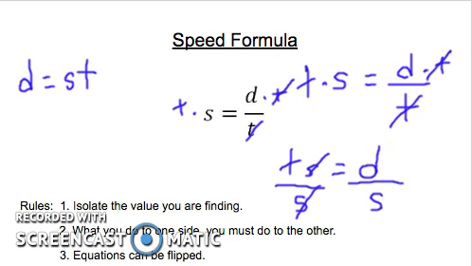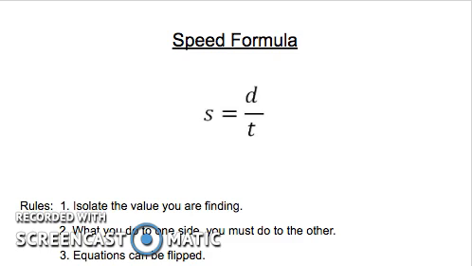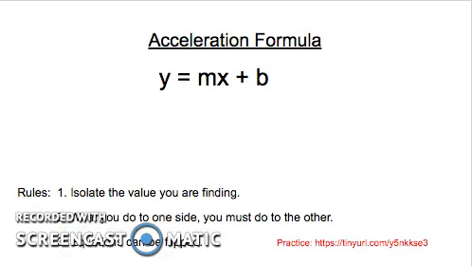So let's try one more. Now this particular formula here is not one we have in physical science, but I just picked it so I can show you what to do when you have a plus or a minus. y equals mx plus b is a math formula that is not used in physical science, but why don't we solve for, say, x? So if we're solving for x, we're isolating the value we're finding. So we want x on the side by itself.